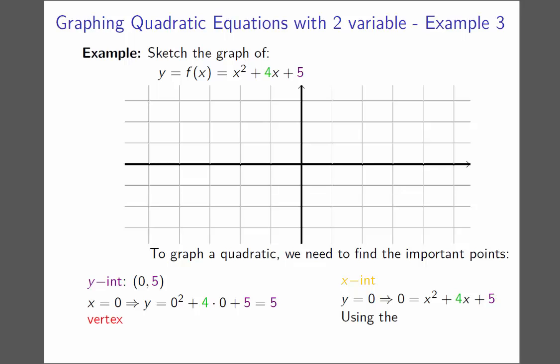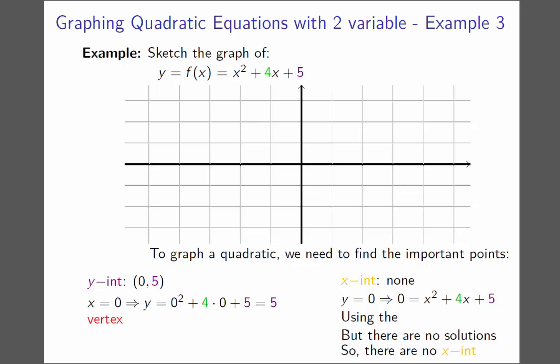In doing the quadratic formula, we find that there are no real solutions. So our graph has no x-intercepts, which is different from not knowing the x-intercepts at all. We now know that our graph never crosses the x-axis.